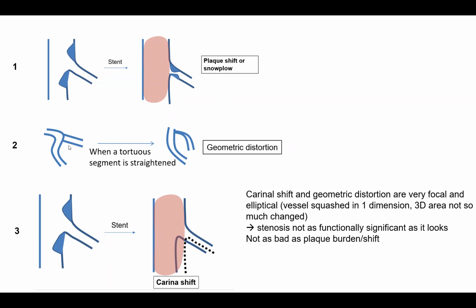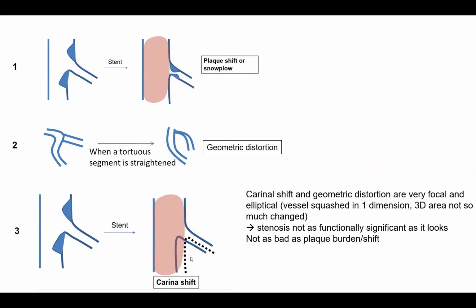One is geometric distortion. When you put a stent across the side branch, you're changing the geometry. You straighten that segment and subsequently you pinch that ostium. Okay? The carina gets shifted and this may create a pinching.